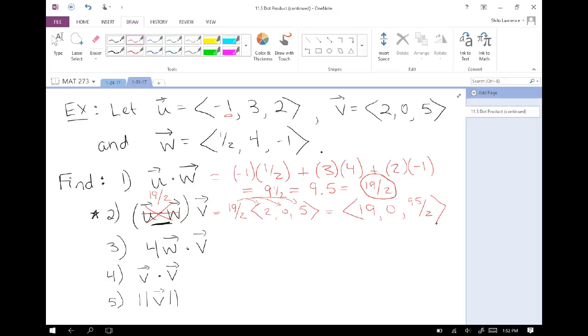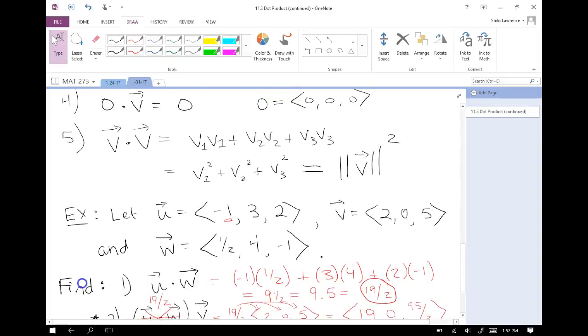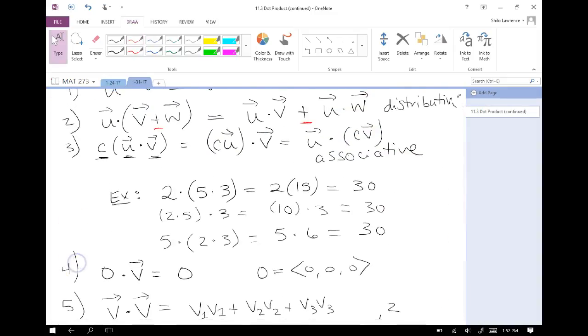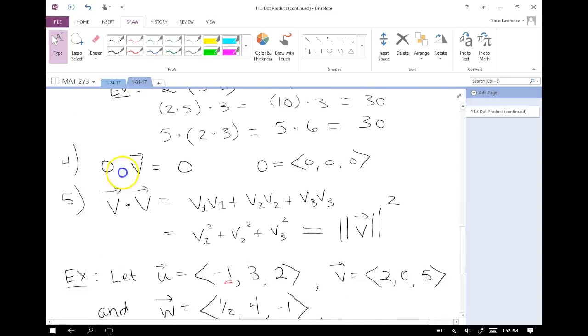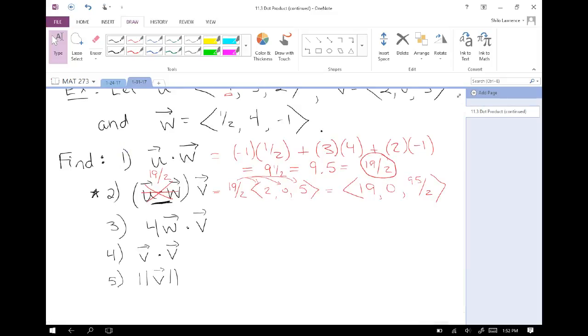So 4w dotted with v. The way that it's written right now, what should you do with the 4? Just distribute it to the w. But what we saw up here in our properties is we can really do anything we want with it as long as it gets incorporated into the final product. So if you want to, you can do w dot v first and then multiply your answer by 4. That way you don't have to write out a completely new vector. It's completely up to you.